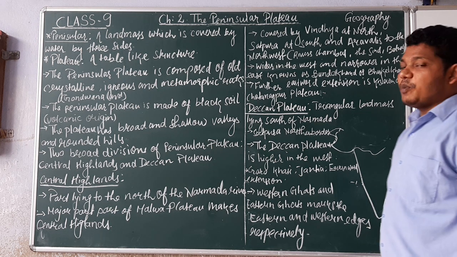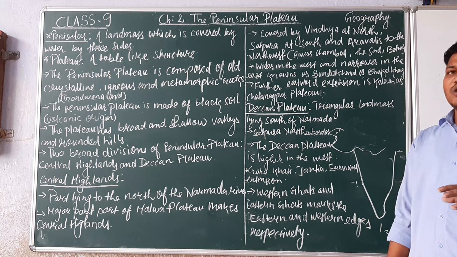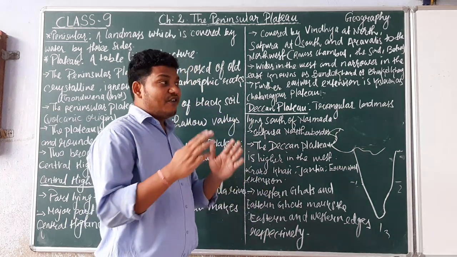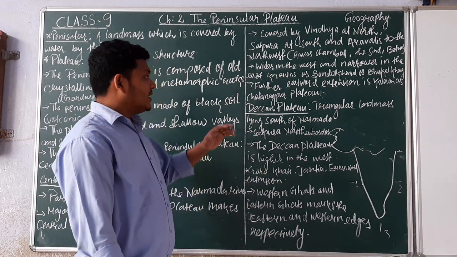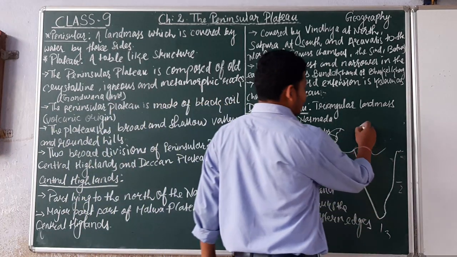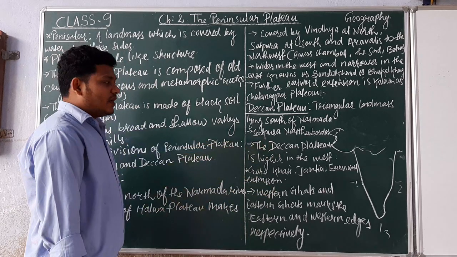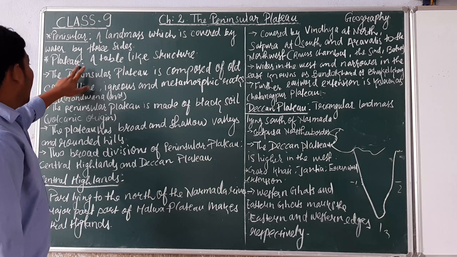Now, what is a plateau? A plateau is a table land. We cannot say it has a peak. If a mountain or an elevated place has a peak, it is termed as a mountain. But here we have flat land. The area is elevated from the surrounding areas and does not have a peak. That is termed as the plateau.